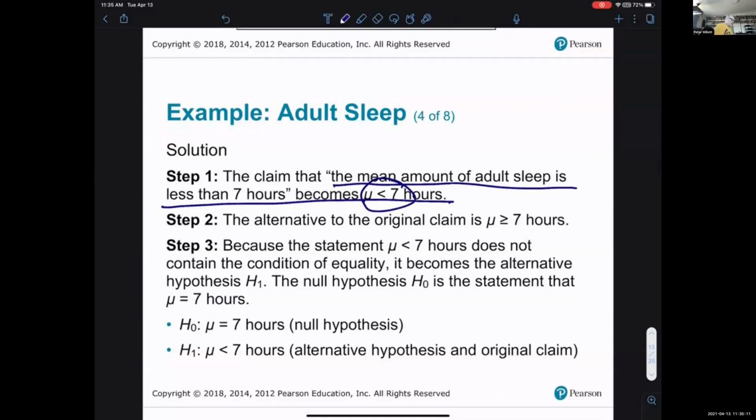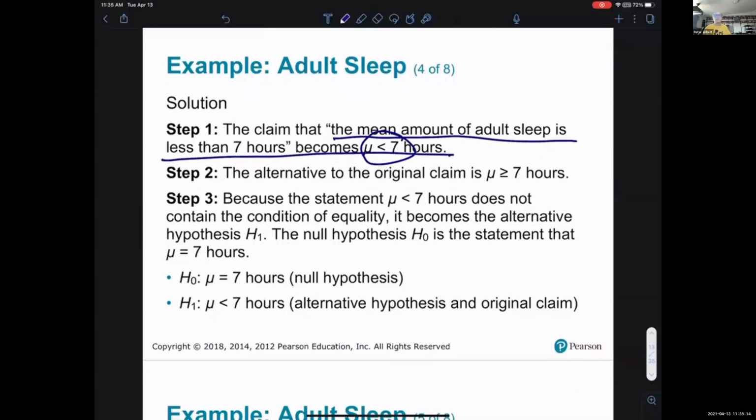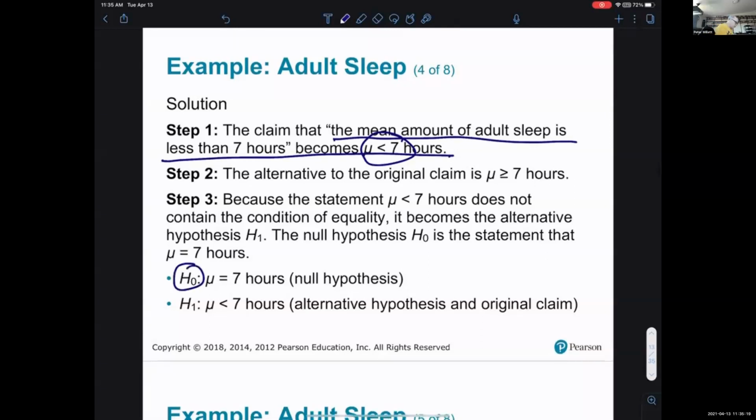So then based on that and thinking about, well, the alternative to that would be greater than or equal to 7, we then create the null and alternative hypotheses. And the null hypothesis always involves equality, where you state that the mu value is equal to the specified number, 7 hours in this case. And then the alternative hypothesis will be either less than, greater than, or not equal to. If our claim is less than or greater than, then the alternative hypothesis will be our claim. As in this case, the alternative hypothesis and the original claim is that mu is less than 7 hours.